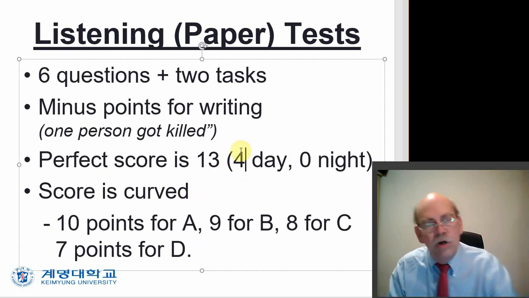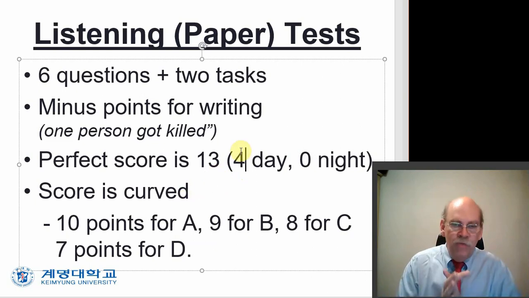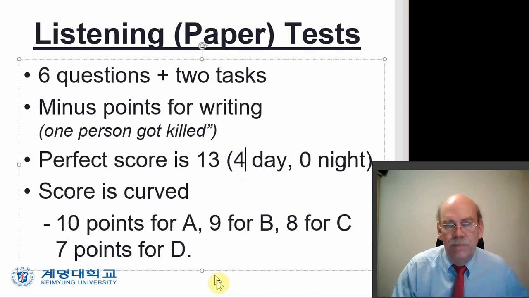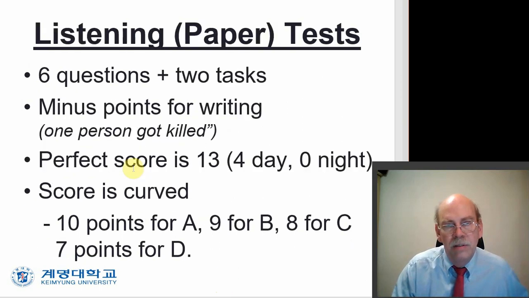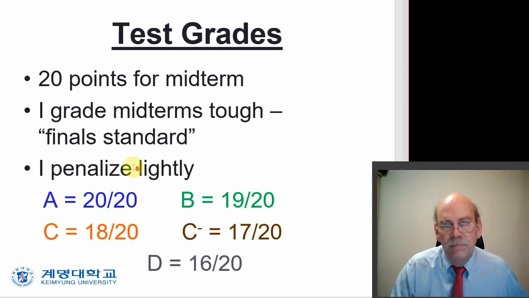Again, the score is curved, same rule. 10 points for an A, 9 points for a B, 8 points for a C, 7 points for a D. Okay, paper test, listening, interview test, and paper test or listening test.